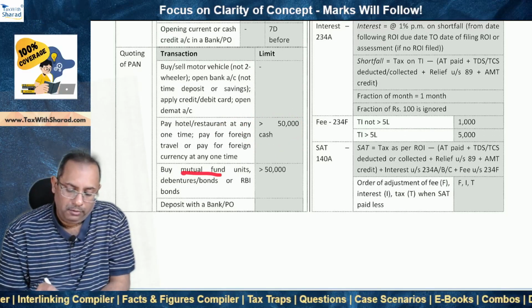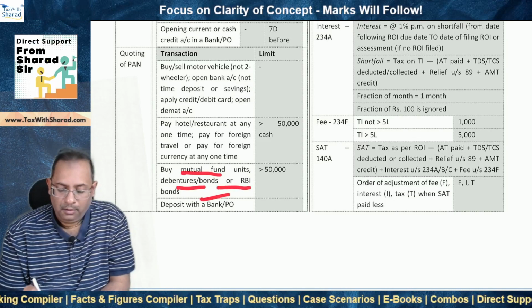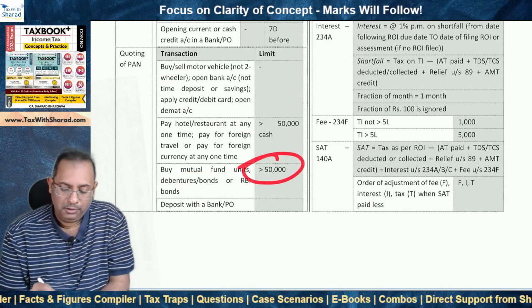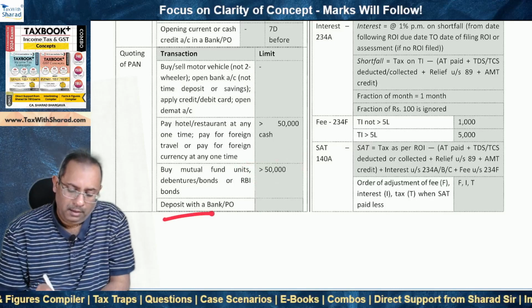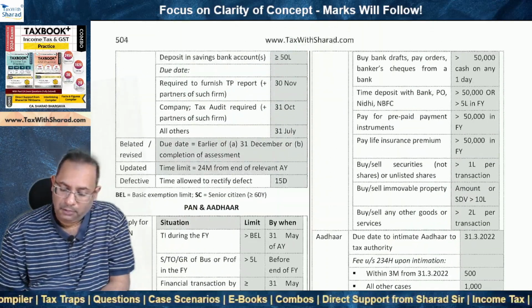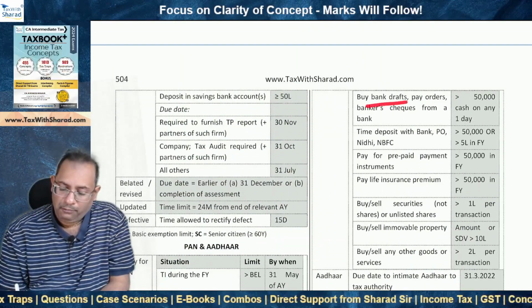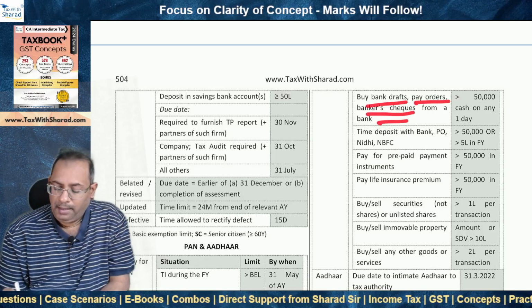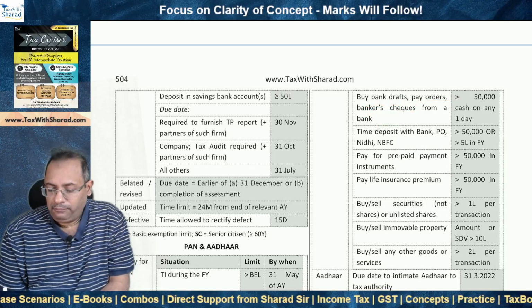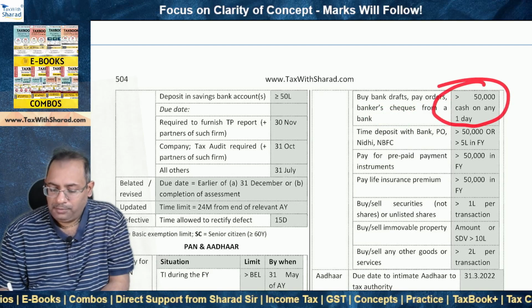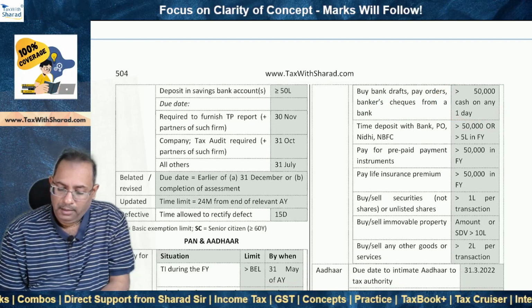If you buy mutual fund units or debentures or bonds or RBI bonds, then you quote PAN if the amount is more than 50,000 rupees. If you make a deposit with a bank or post office or you buy bank draft or pay order or banker's cheque from a bank, then you need to quote PAN if it is more than 50,000 cash on any one day.